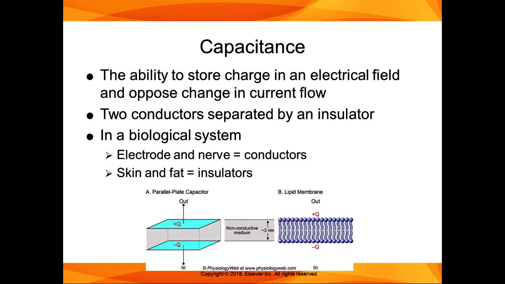So if there were no insulators, if everything was just floating around, it would eventually come to equilibrium and you wouldn't store any charge. You wouldn't have any potential chemical energy. So the electrodes that we use on people's skin and nerves are conductors. Skin and fat are insulators.